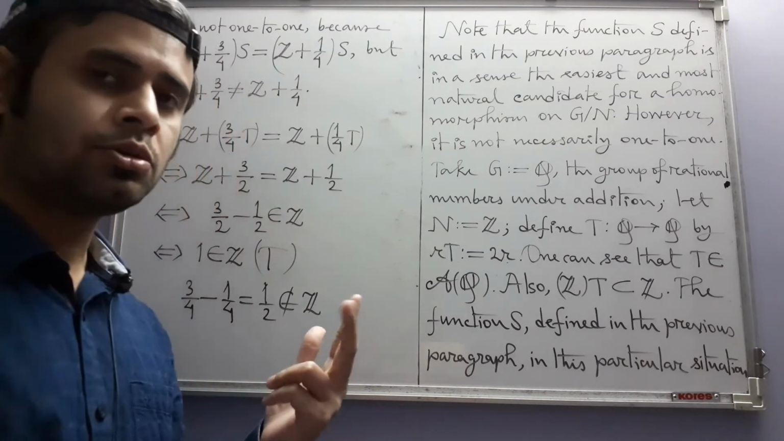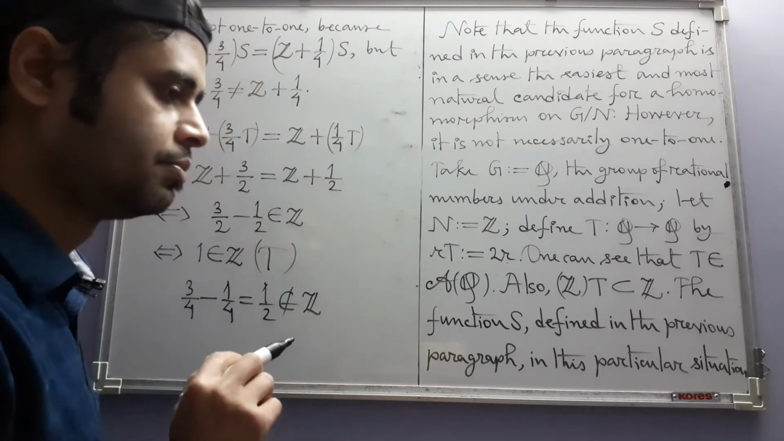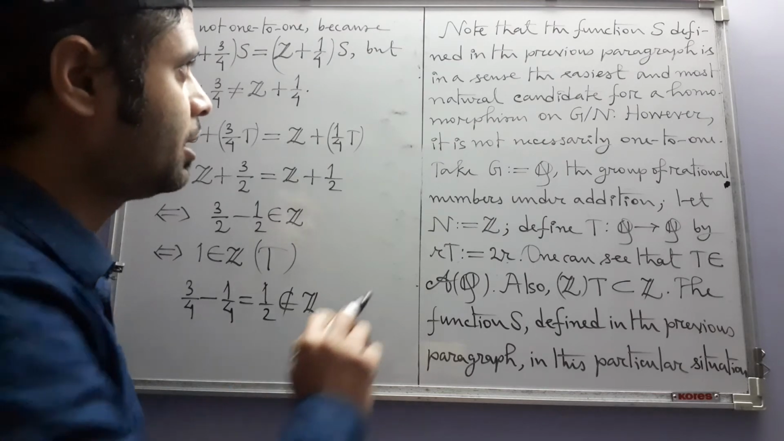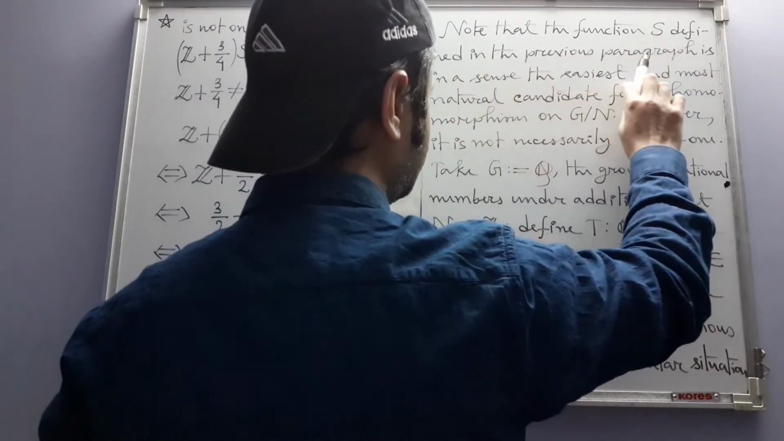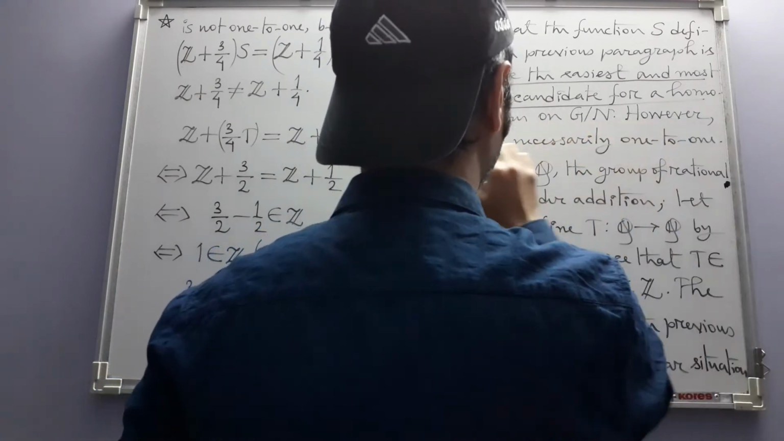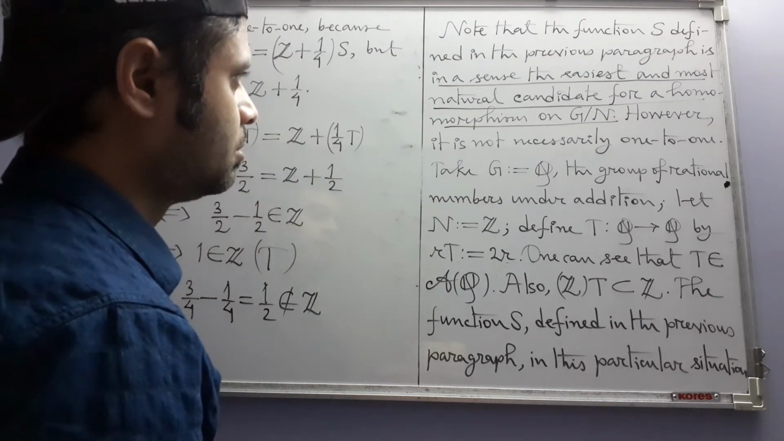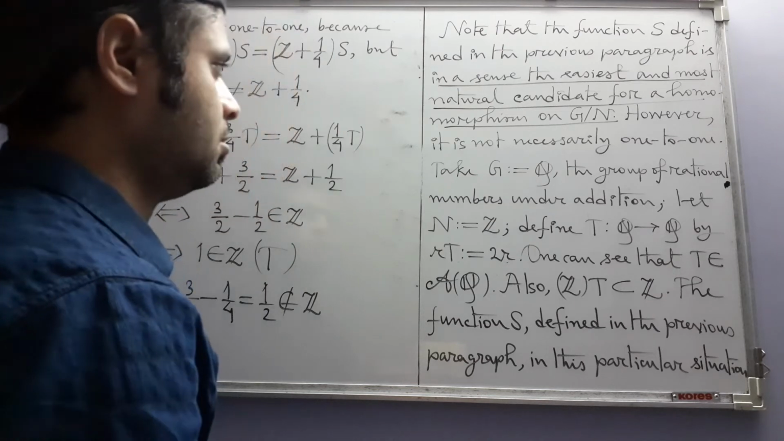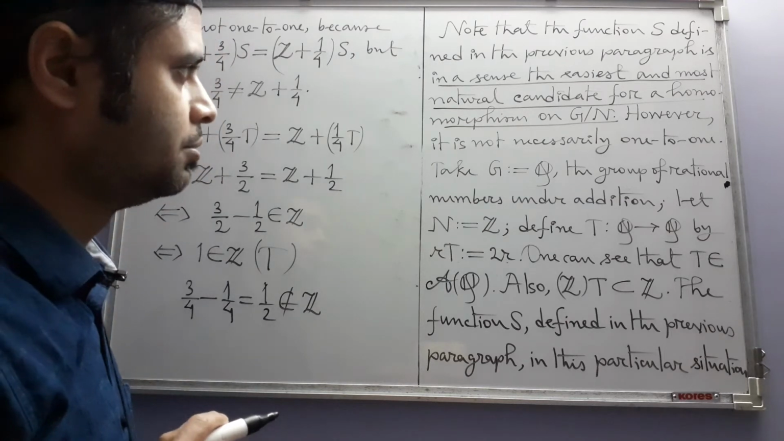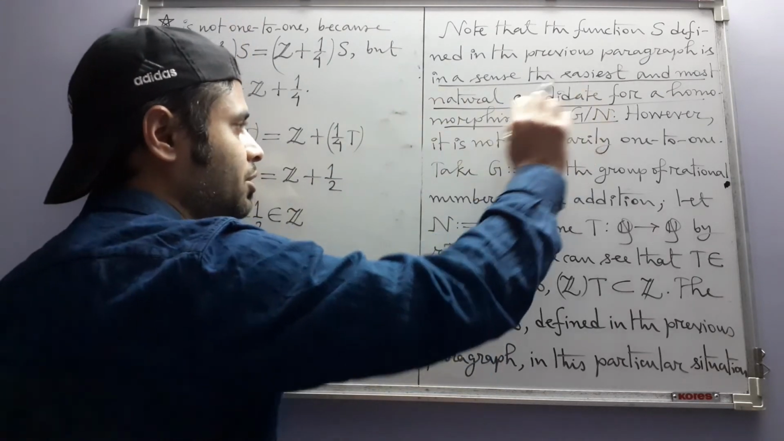Now it can mean two things. First of all, the S that we have chosen is actually the S that is supposed to be chosen. That's why we are writing, note that the function S defined in the previous paragraph is in a sense the easiest and most natural candidate for a homomorphism on G by N. Or this is not what we are supposed to do. That is the other possibility. So that's why I am saying this part is only my opinion.